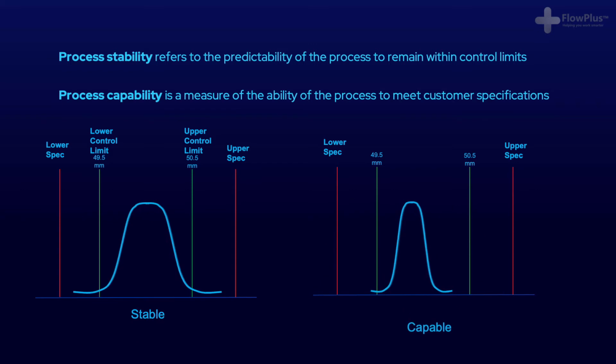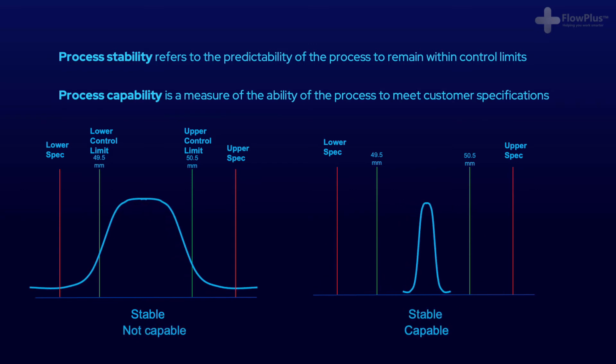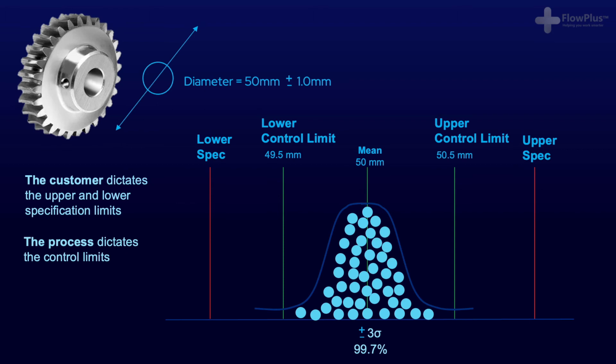The process could be stable, but at the same time not capable. For example, this process on the left is stable, as it doesn't drift outside of the control limits. It is, however, not capable, as its distribution doesn't fit within the spec limits. This means that the process is stable, but stable in producing poor results. At all times, the process should be stable before it is capable. The process on the right is both stable and highly capable, as it's well within the spec and control limits. Now we know the difference between stability and capability, let's get back to the example.